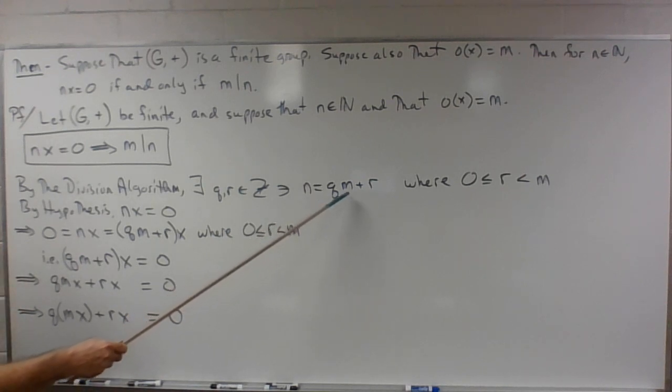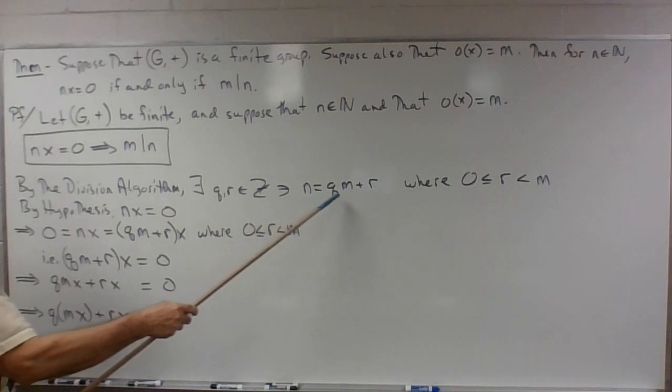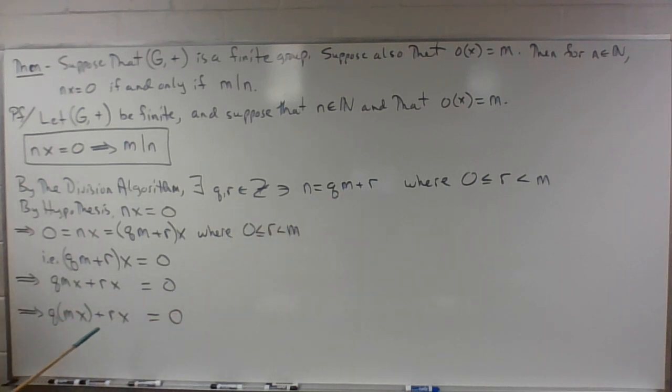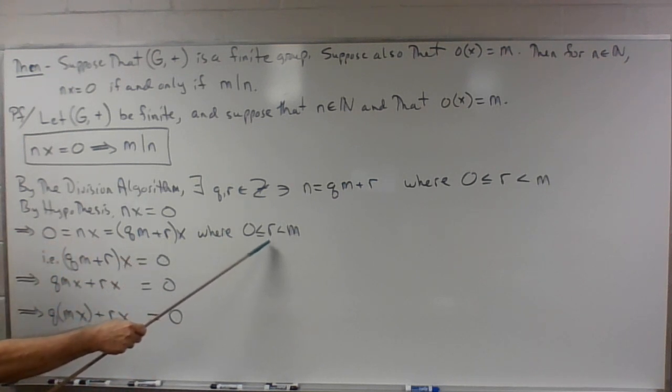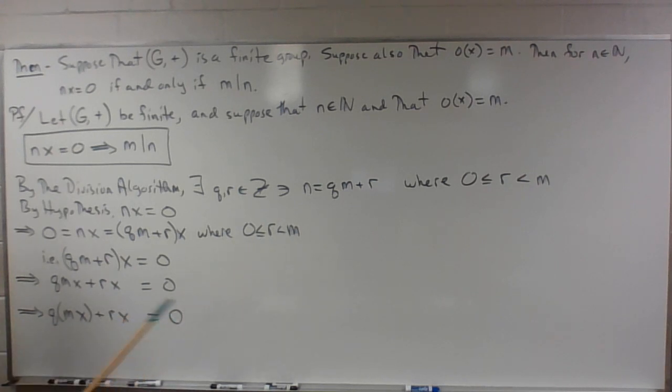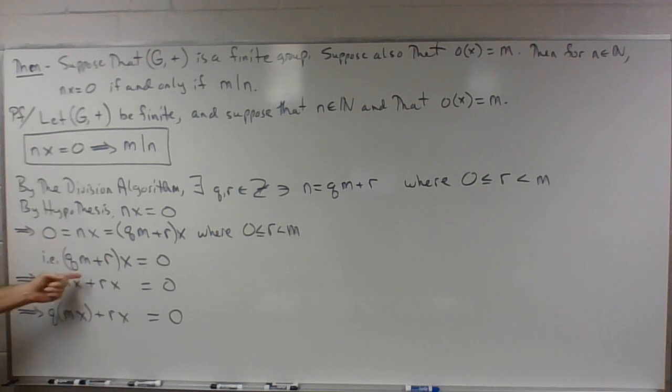So n equals q times m, where m is the order of the element x, plus r. By our hypothesis, nx equals 0. And we've also said that n equals qm plus r. So we have nx equals 0, but nx is the same as (qm plus r)x, where r is greater than or equal to 0 and less than m. So what we get from this is that (qm plus r)x equals 0. So we write that down.